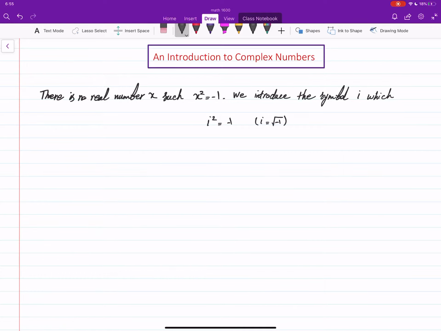As you see, there is no real number which has this property, so this symbol is not going to be a real number, so it will be an imaginary number. So this is where the complex numbers start.